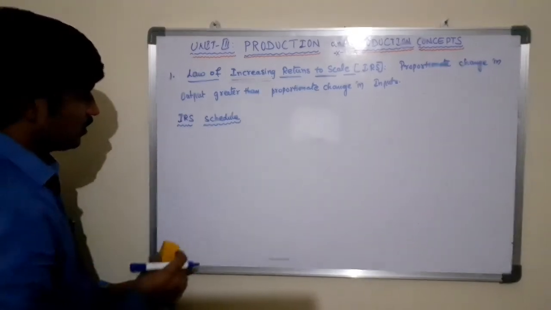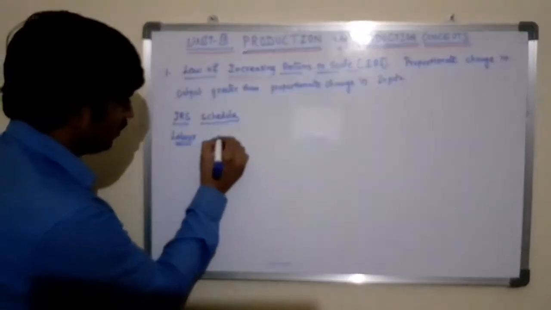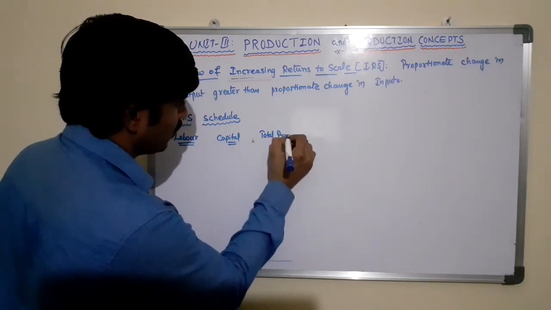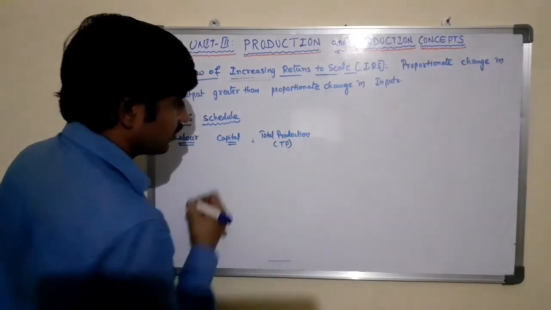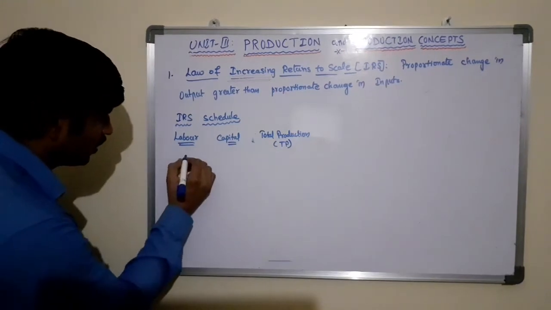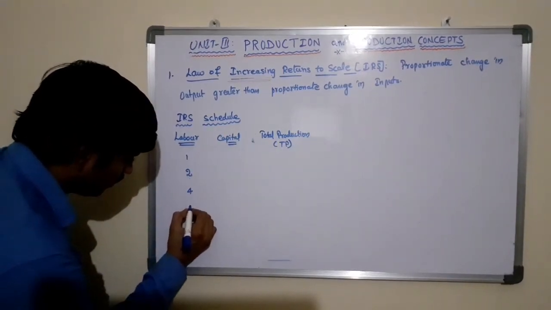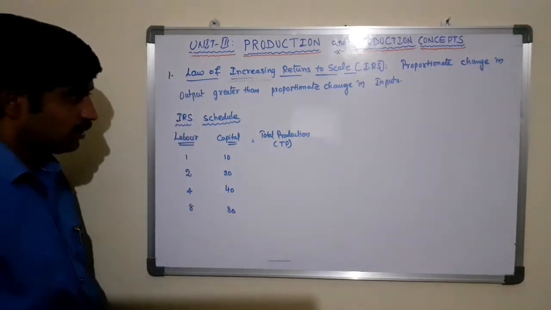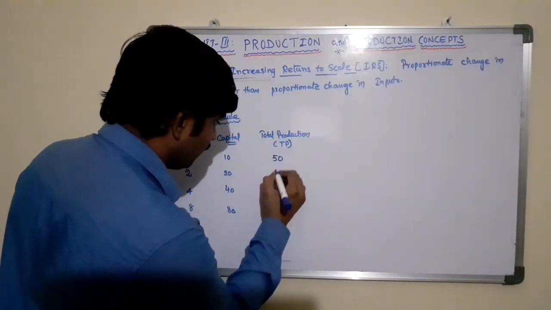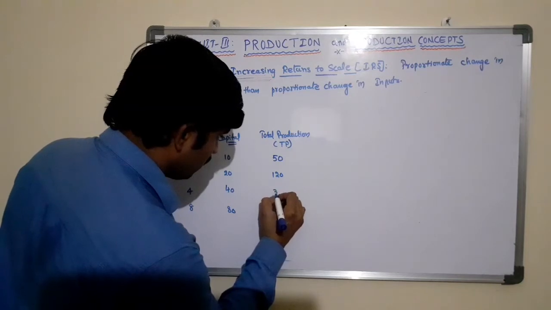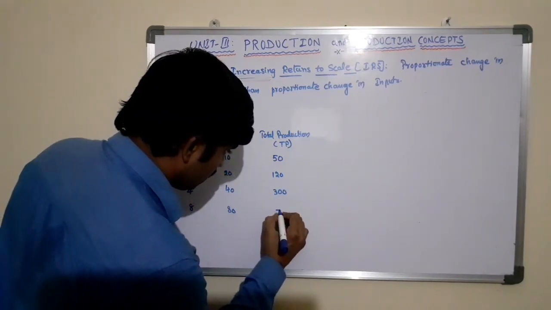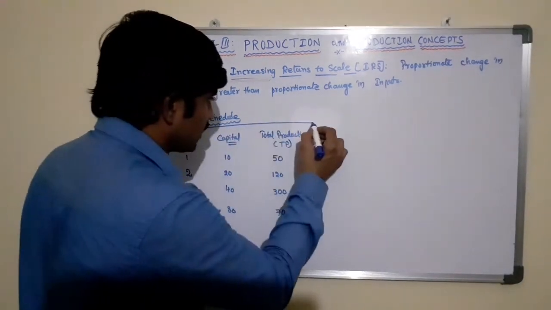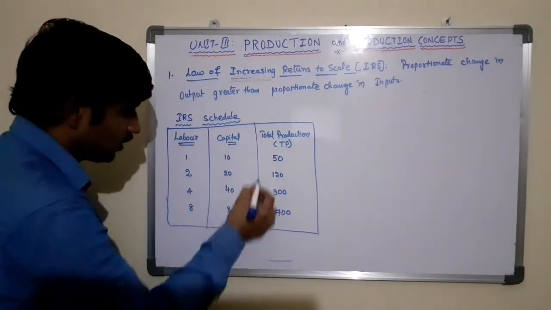Or we will take the two inputs, labor and capital, and total production denoted by TP. So: labor, capital, total production. Here the labor is 1, 2, 4, 8. Here the capital is 10, 20, 40, 80, where the total production is 50, 120, 300, 700. See here, this is the schedule which explains the law of increasing returns to scale.